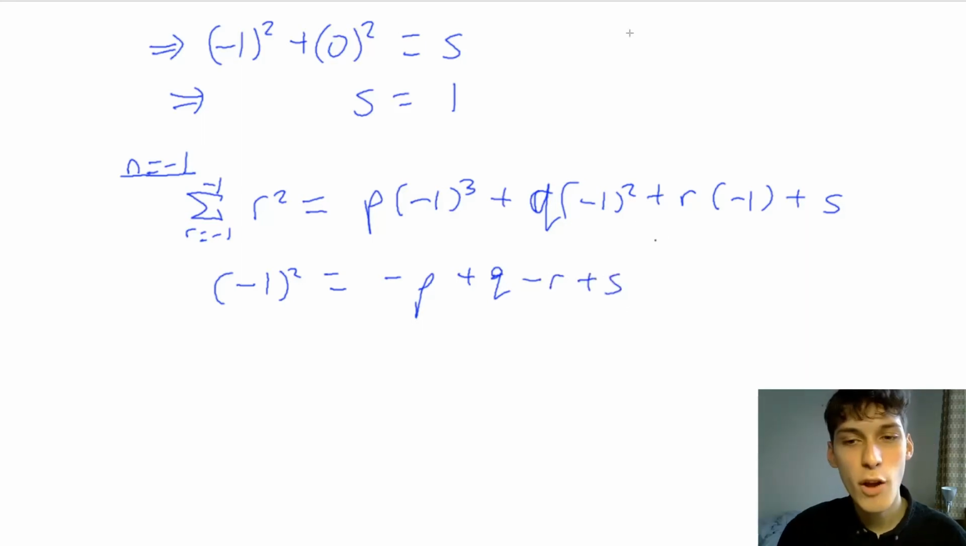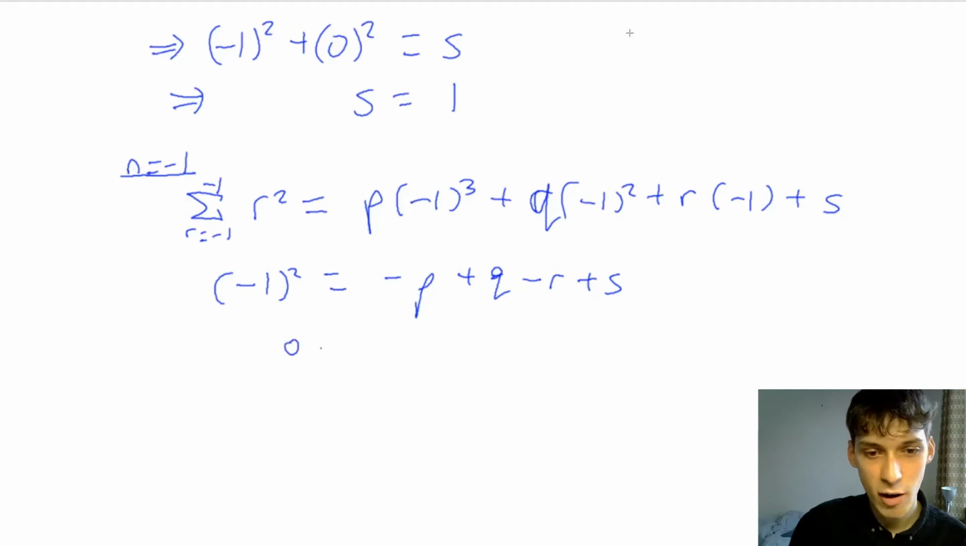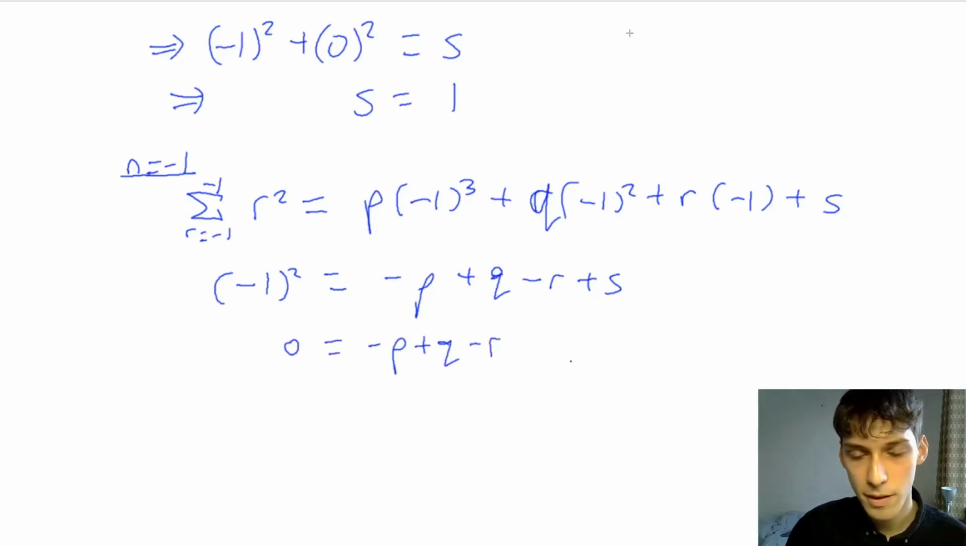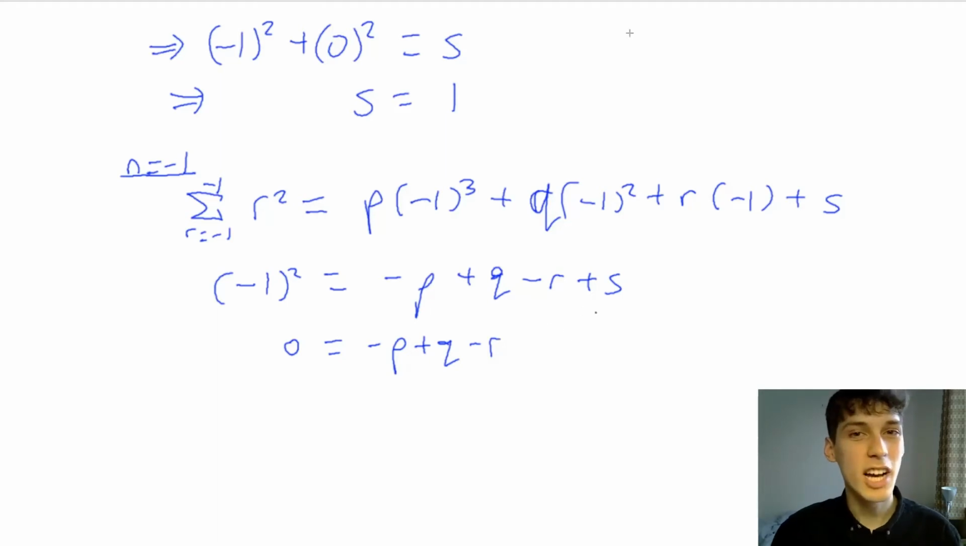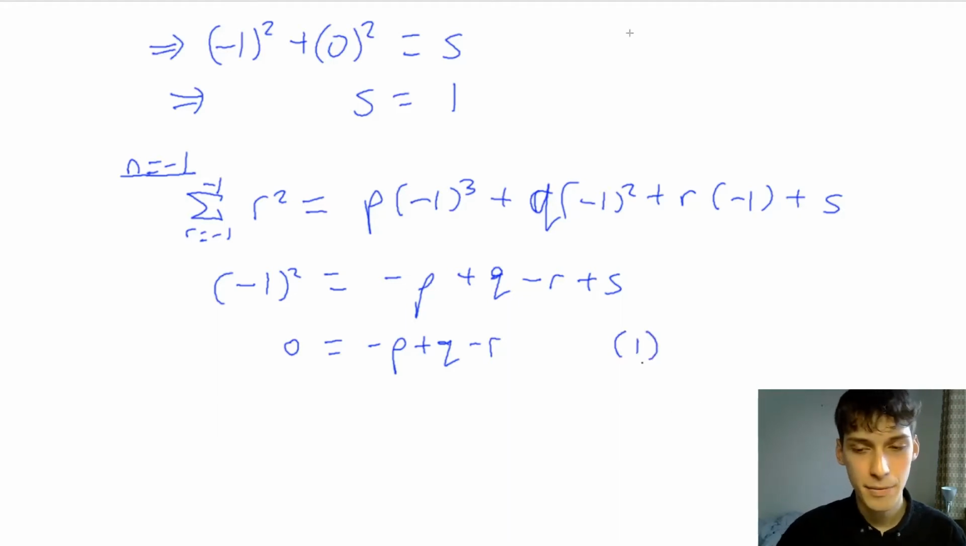And actually we know the value of s is equal to 1, which we just found. So let's substitute that in and subtract the 1 from both sides to give 0 is equal to minus p plus q minus r. And so we can't do anything with this just yet, but let's number this equation, just as you would with handling simultaneous equations, and then we can come back to this nice and easily.